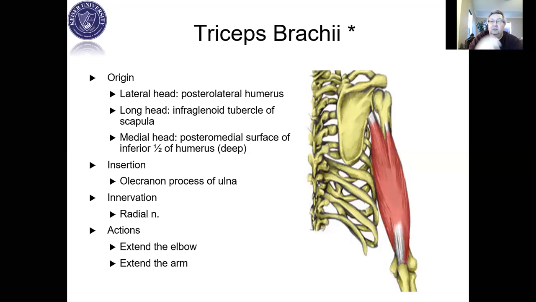The triceps insert into the olecranon process of the ulna, that pointy part where you put the point of your elbow down on the table. Its innervation is the radial nerve. The triceps have 2 main actions, and thankfully they're both extension. If you notice, the triceps cross the shoulder and the elbow. So the triceps do shoulder extension and elbow extension.